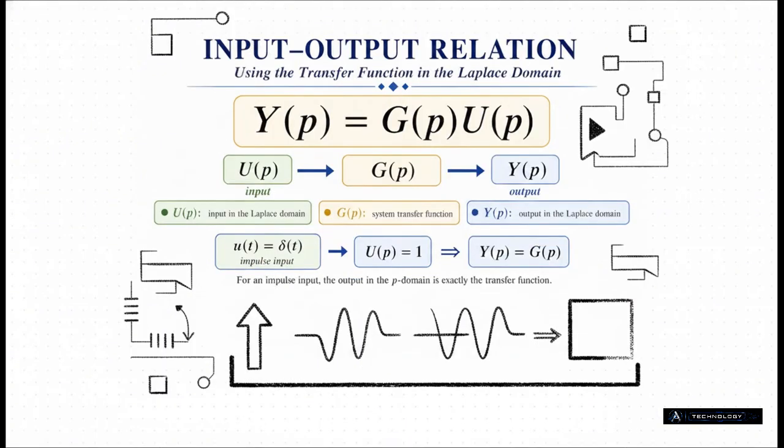Now, looking at this incredibly clean block diagram in the P domain, if we want to find our output, all we have to do is take our input and multiply it by our transfer function. That's it. Simple multiplication. But here's a super fascinating thought experiment for you. What if our input is a sudden, infinite spike of energy, an impulse? Well, the Laplace transform of an impulse is simply the number 1. So if our input becomes 1, and we plug that into our equation, our output exactly equals our transfer function. This means the transfer function is literally the Laplace transform of the system's impulse response. The math just lines up perfectly.